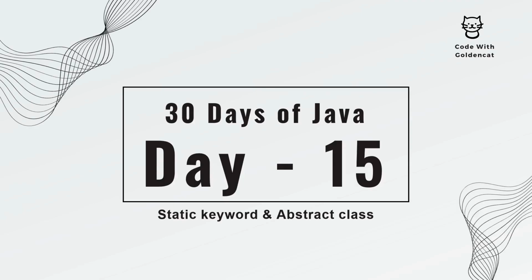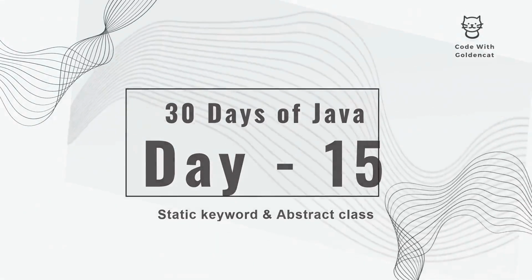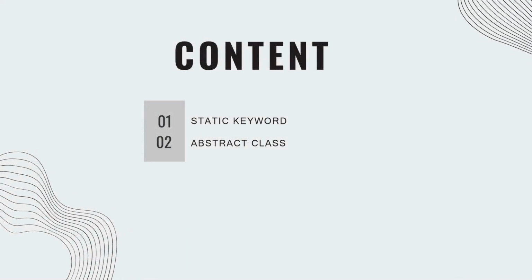It's day 15 now and today we'll be discussing the static keyword and abstract classes in Java. Our agenda for this video would be to first understand what a static keyword is and when to use it. Then we'll take a look at abstract classes in Java and how to create one. So let's begin.